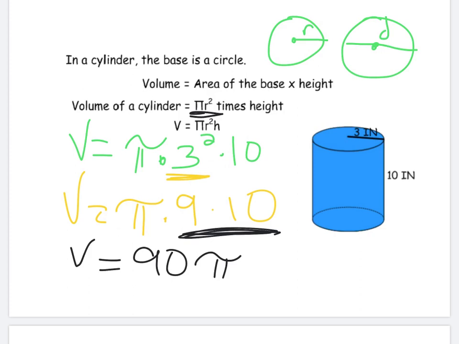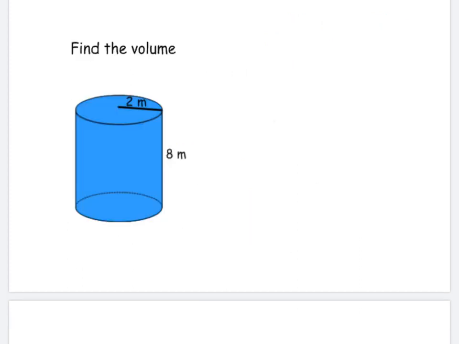We're not going to break down pi for the most part into 3.14 and then multiply, because that gives us more of an approximation. Sometimes you will be asked, however, to use 3.14 to represent pi. In that case, you would take 90 and multiply it by 3.14. But for most of what we're doing, we are going to leave it as 90 pi. And then we have our units, which are inches, and since this is volume, it's going to be inches cubed.